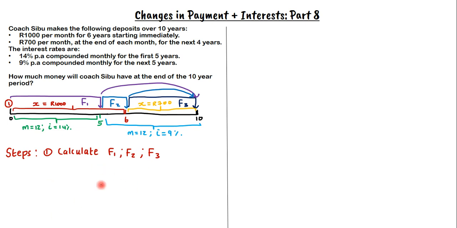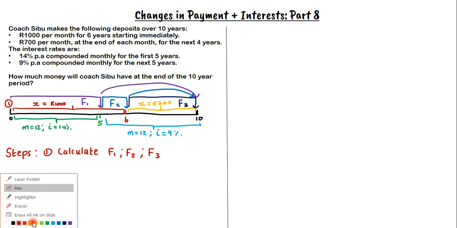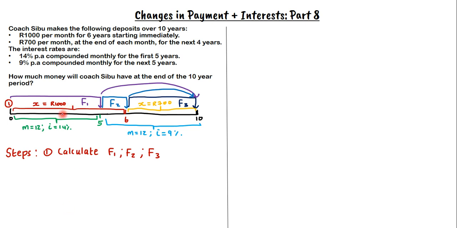All right, so now here I'm just going to use the color that I used to describe future value 1 to calculate future value 1, future value 2 to calculate future value 2, and all of that. So future value 1, what do we have there? Here we have x equals 1,000, and then m is 12, and I is 14% over 12. And then here our interest, it is n. Now to get n, if you remember, n is always the number of deposits that we made.